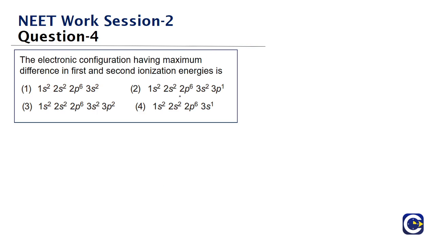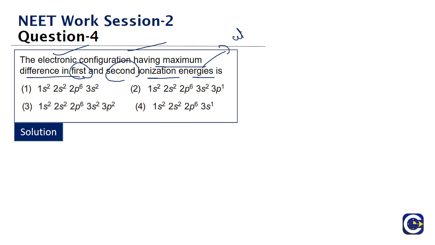Okay, so now we will go on to the next question. Question number 4, the electronic configuration having maximum difference in the first and second ionization energy values. So we are looking for the maximum difference between the first and second ionization energy values. See, why are we talking about maximum difference between first and second ionization energy values, or when will we get into this kind of situation, when will this scenario come?